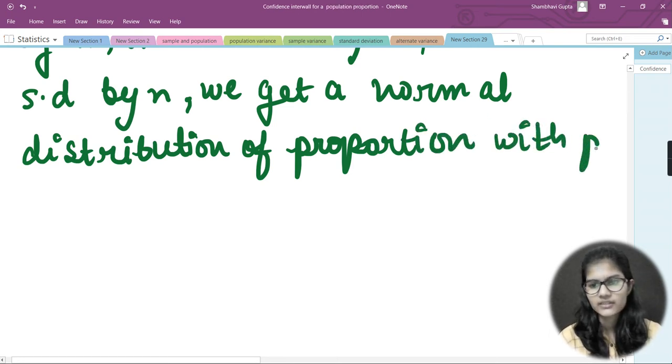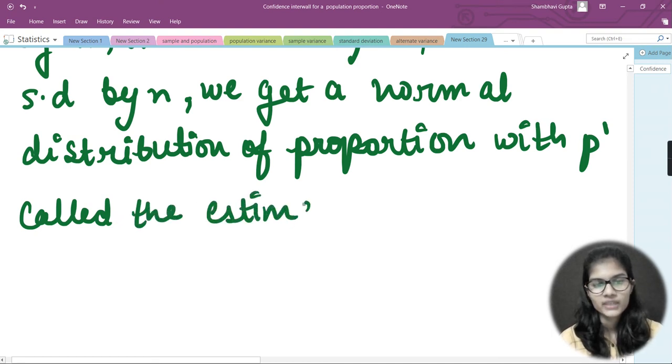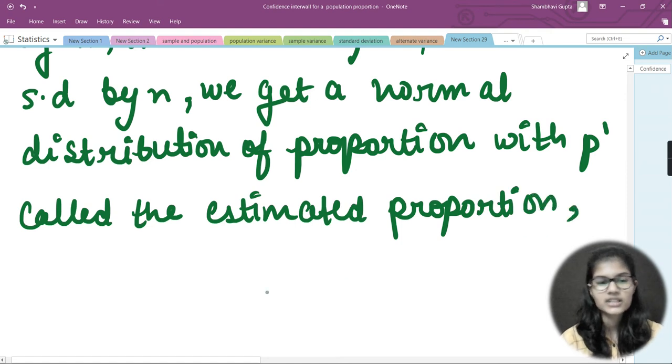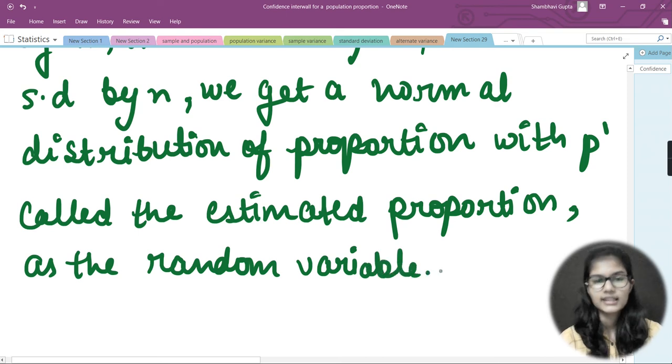P dash we had taken as the variable previously. Same is continuing here as well. So we get a normal distribution of proportion with p dash, which is basically called the estimated proportion as a random variable. So this is basically what I just get from here.